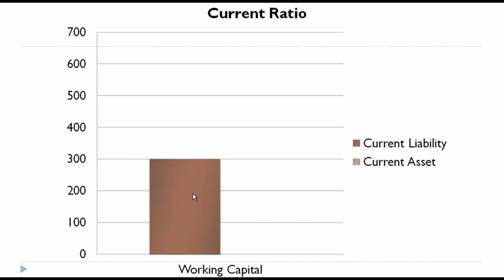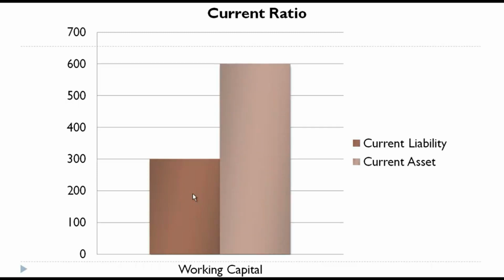The company has to pay current liability of 300, and for paying this 300 it has current assets worth 600. So here comes the comfort zone. This excess asset gives the company liquidity comfort, because it need not be worried about the short-term lenders. Short-term lenders are only 300, and it has assets worth 600, of which the remaining 300 is a buffer.